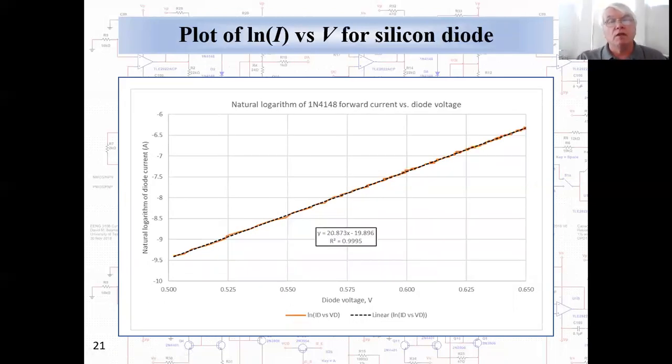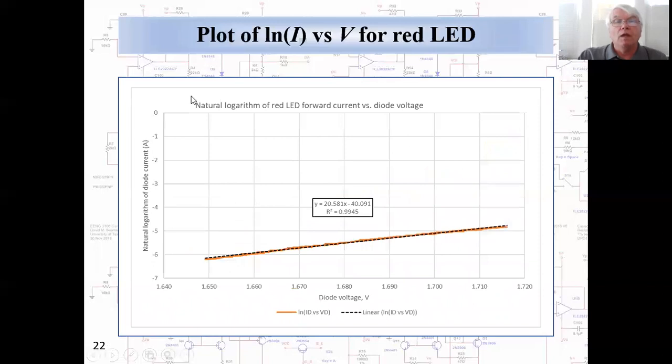Well, here's the plot of the natural logarithm of the current versus voltage for a silicon diode, a 1N4148. Coefficient of determination there is 0.9995. Pretty good. Again, the orange trace is the diode current. The black dotted line is a line fitted to the data. And here we have a plot of the natural logarithm of current versus voltage for the red light emitting diode. Again, the measured data fit the straight line expected from our derivation quite well.